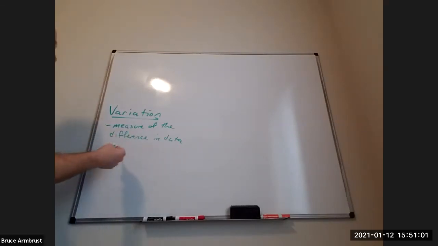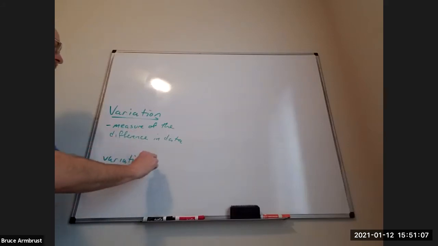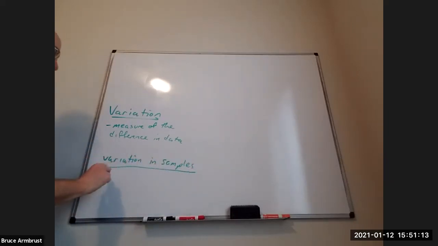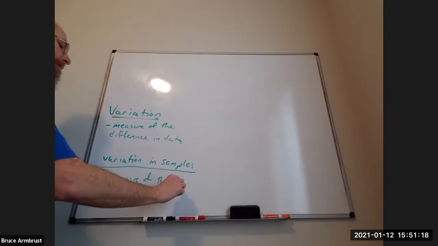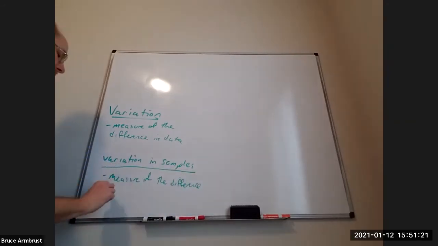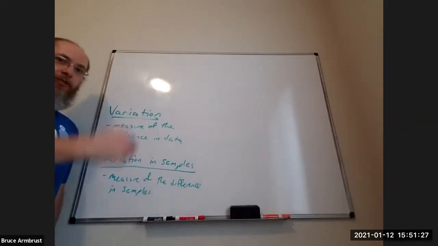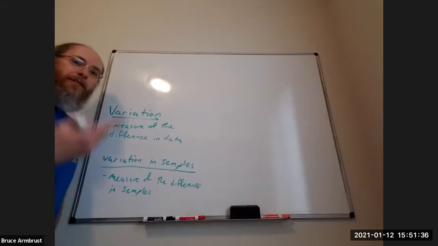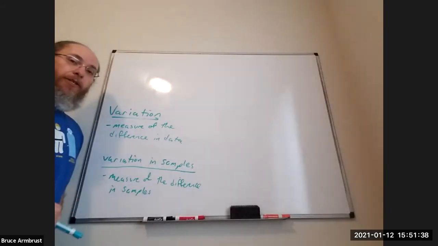But then there's also variation, not just in the data, but there's also variation in the sample. And this is what it sounds like. This is a measure of the difference in samples. Because if we go to that same first-year college student age thing, we had a sample from our class. But if I were to go to another statistics class at Lake Tahoe Community College and ask the exact same question, I'm probably going to get slightly different answers.